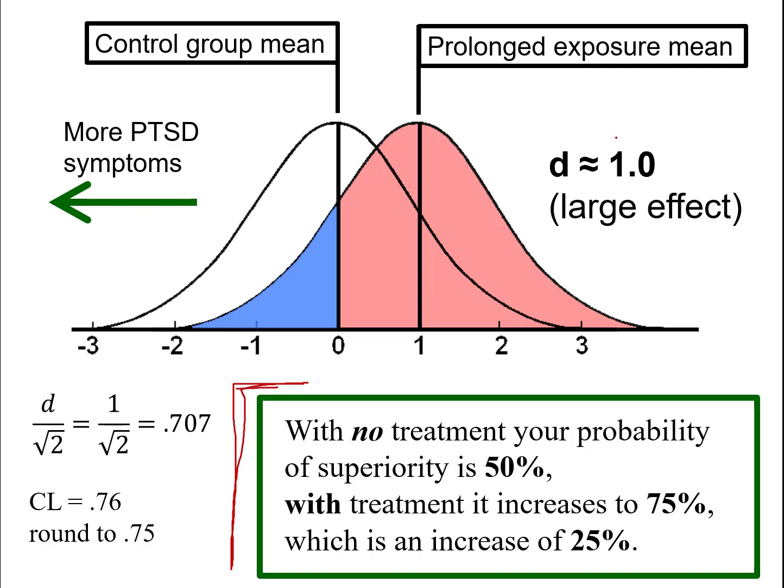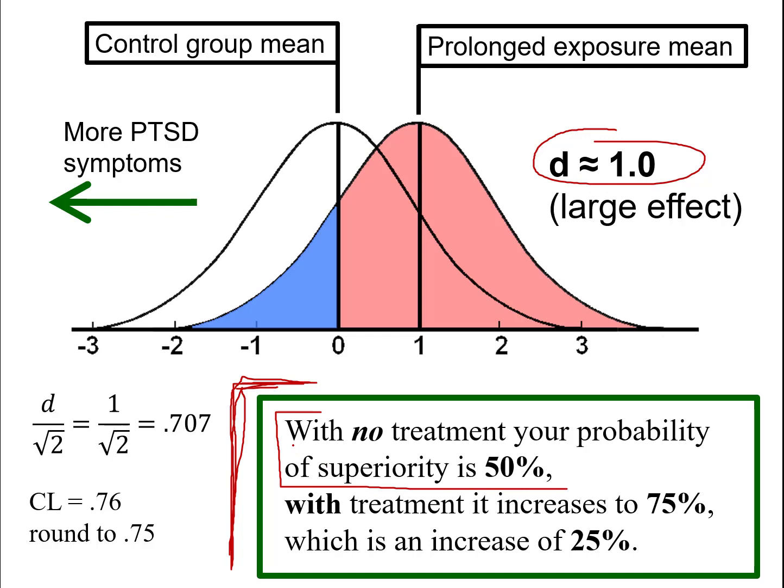So if I said, here's a d-statistic of 1.0, it would be good if you could say, well, here's a blurb I could give a client or a patient explaining the meaning of this effect size. So it goes like this. I first say, with no treatment, your probability of superiority is 50%. Now, of course, that will always be true.